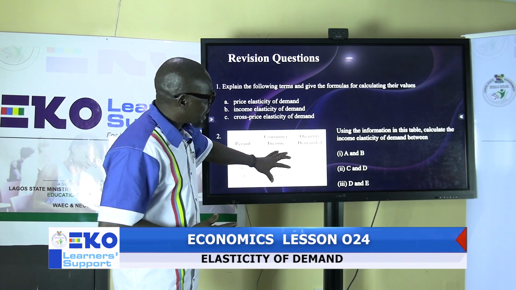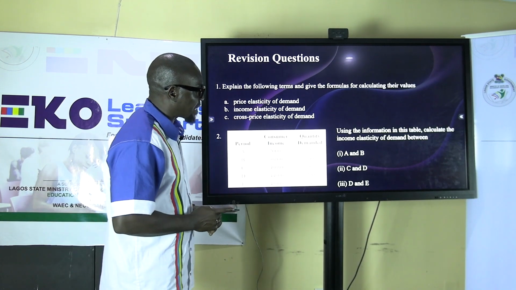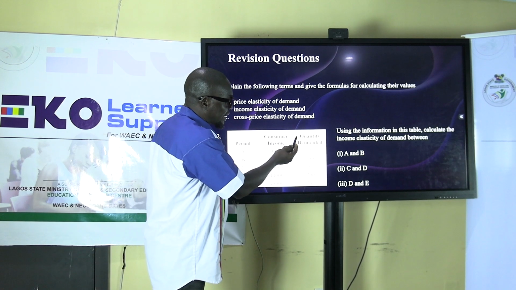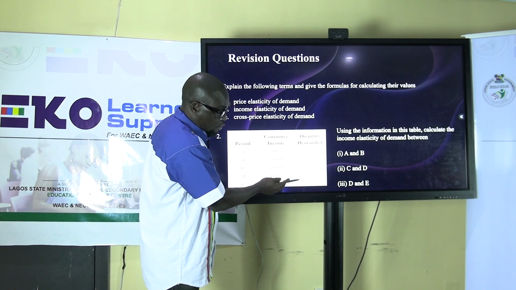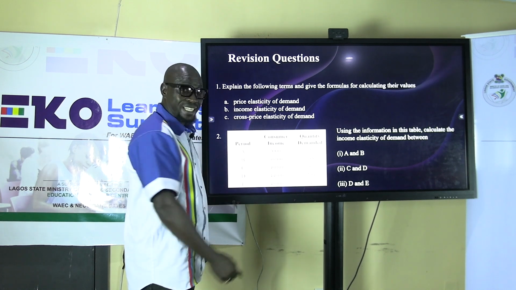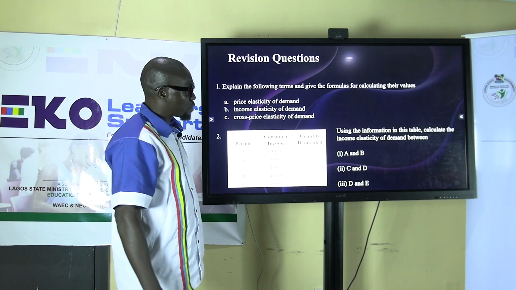Now we need to calculate using the same process, and we will use income elasticity as an example. So we have changes in income for this consumer from period A through to E. At these different periods, the consumer income changed from 20,000 up to 45,000, and the quantity demanded changed from 120 units to 240 units, showing that as the consumer's income increased, his consumption of the product or commodity also increased.